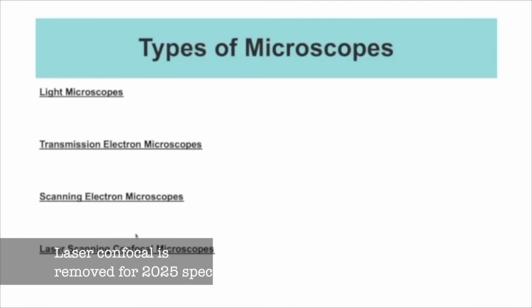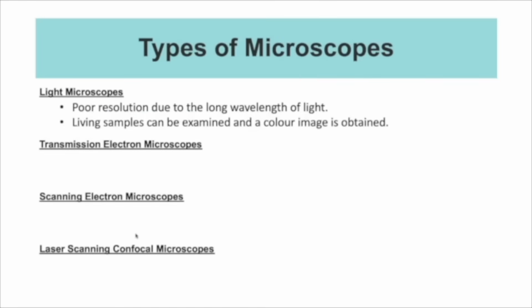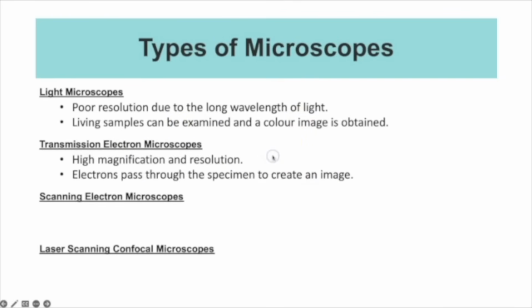First thing you need to know is about the 4 different types of microscopes. Here's a very basic summary, but we will go into each type in a little bit more detail. So for our light or optical microscopes, they have a poor resolution, and that is because of the wavelength of light, and light is what is used to create the image. You can use living samples though, and you can get a colour image.